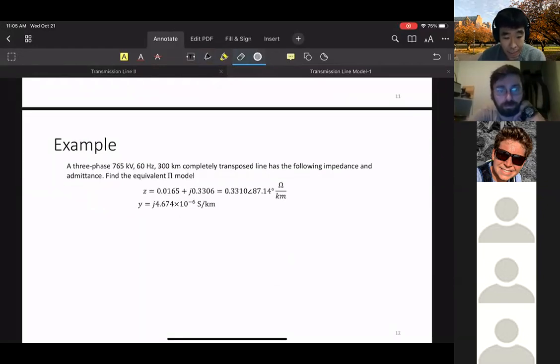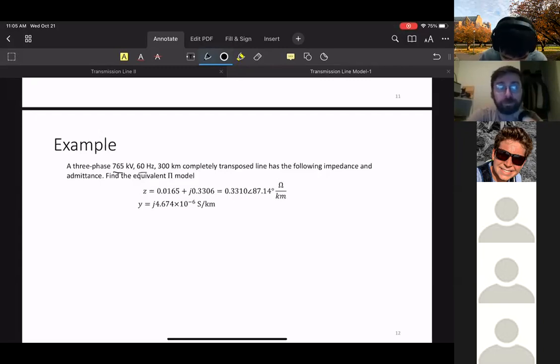So let's take a 175 kV line, 60 hertz, 300 kilometer line. We're going to completely transpose the line, so this is balanced three phase. What we want to do is find the equivalent pi model of the line, given this small z and the small y parameters.